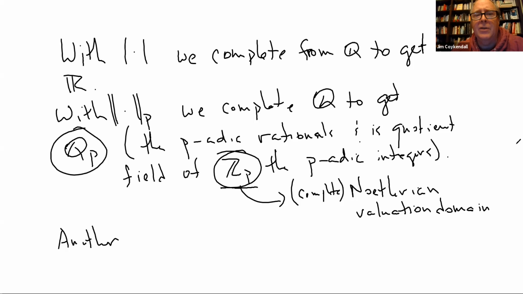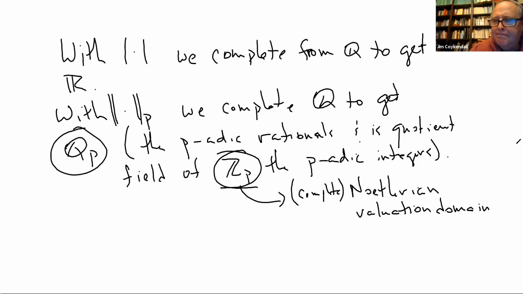Let me give you something that I've actually used. Well, I kind of like it because I've done a lot of computations with it, actually. Here's another way to think about the p-adics.